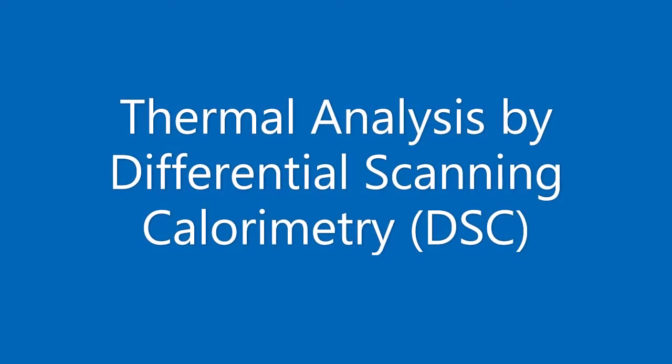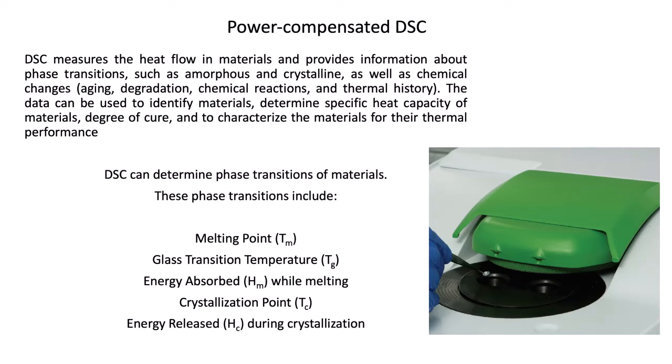The second technique for measuring the thermal behavior of these alloys is to do the measurement in what's referred to as a power compensated differential scanning calorimeter, or DSC. A DSC can be used to measure many thermal properties of materials.